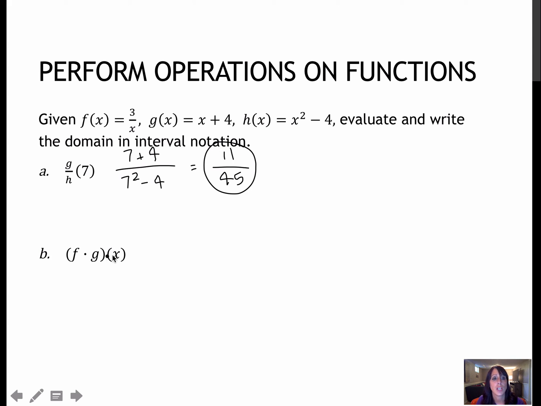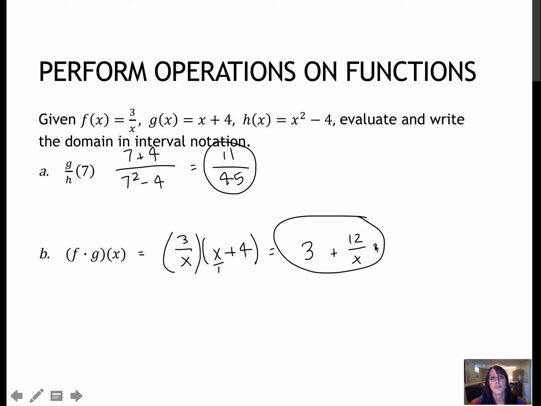F times g of x means I would multiply 3 over x, which is f of x, times g of x, which is x plus 4. I would probably go ahead and multiply those out. So 3 over x times x would give me 3, because those x's would cancel. And 3 over x times 4 would give me 12 over x. So that would be my final answer.